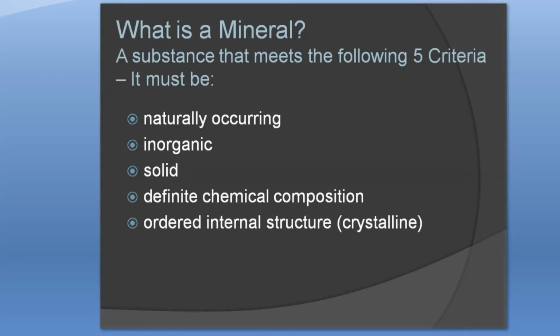It must be inorganic, so something like coal, which is a product of trees and that sort of thing compressed down, is not a mineral. It must be solid, so water, like the ocean, isn't a mineral. It has a definite chemical composition. It can't just be a mixture of things. It has to have some kind of fixed chemistry, and then an ordered internal structure, which means it has to be crystalline. So something like opal is not a mineral, even though it comes out of the ground, because opal is actually a gel.